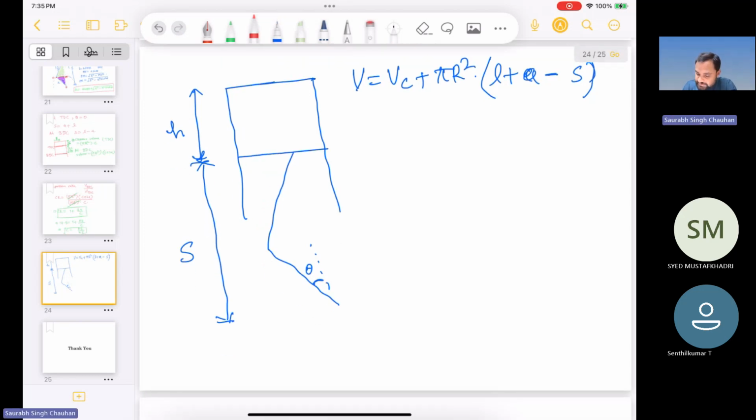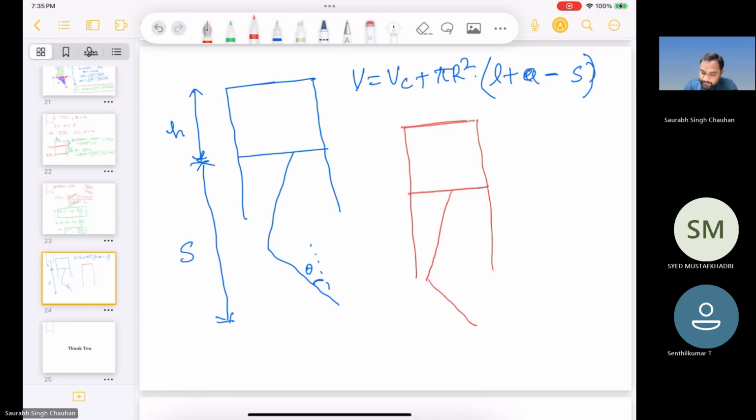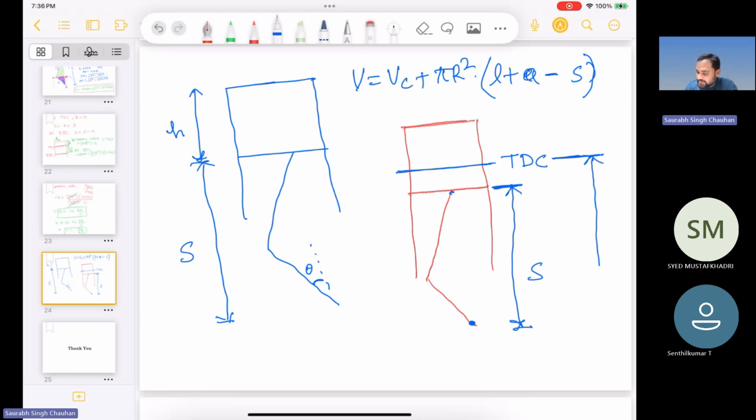So from where it comes, just try to understand. This blue one is your top dead center. And at any crank angle degree, S is the distance between the piston and the crank center. The distance of TDC from the crank center is L plus A, right? So this distance will be L plus A minus S. Is that clear?